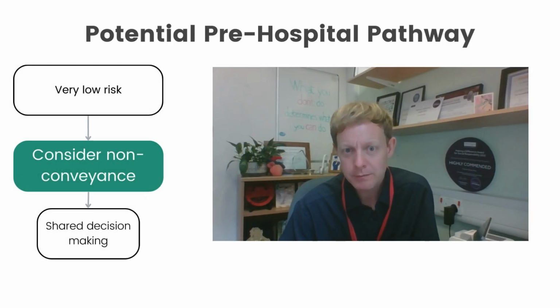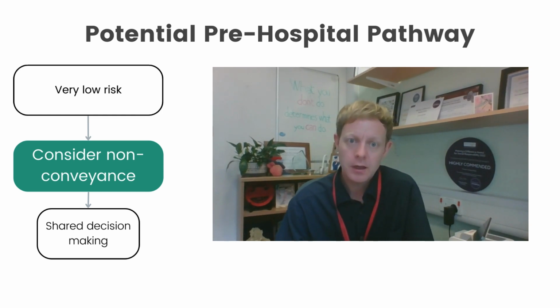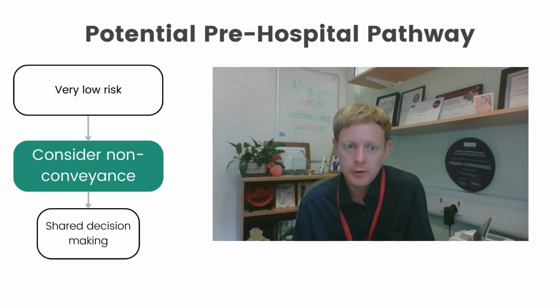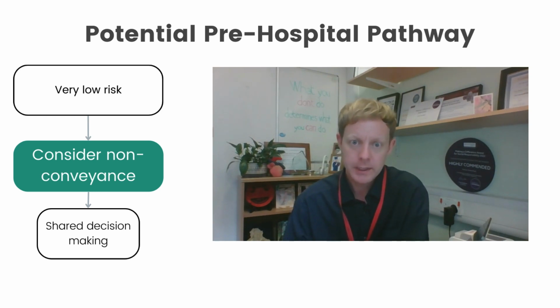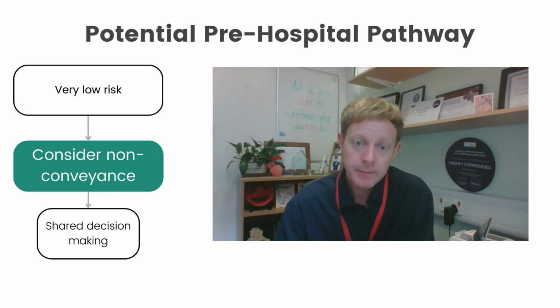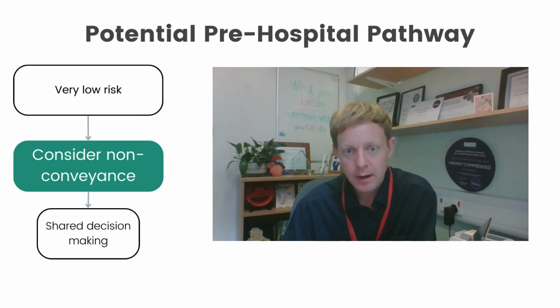Well, the pathway would be fairly similar. If your probability is less than 2%, then we'd assign patients to a very low risk. And in the future, those are the patients where we'd hope to avoid unnecessary conveyance to hospital. And we'd use a shared decision-making approach and make sure that we've got appropriate safety netting arrangements to ensure that the patient can be left at the scene safely and still have access to help if they should need it.